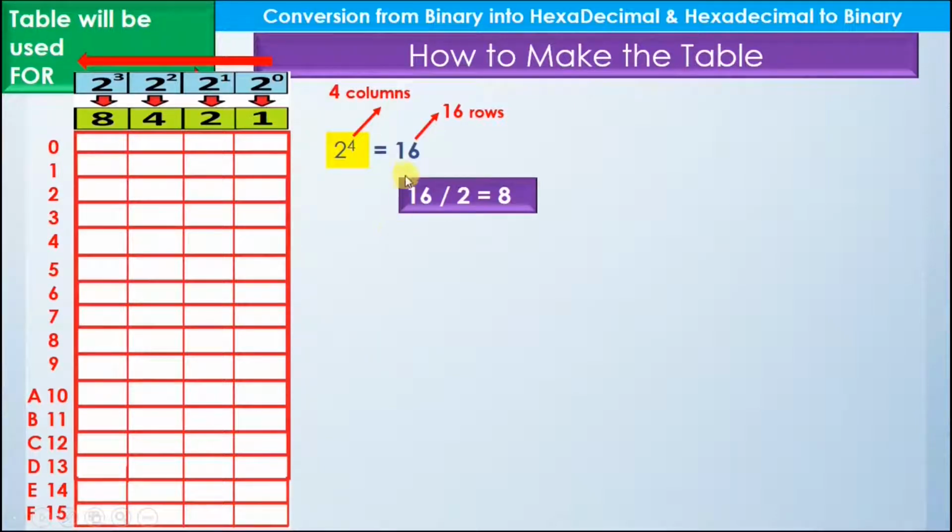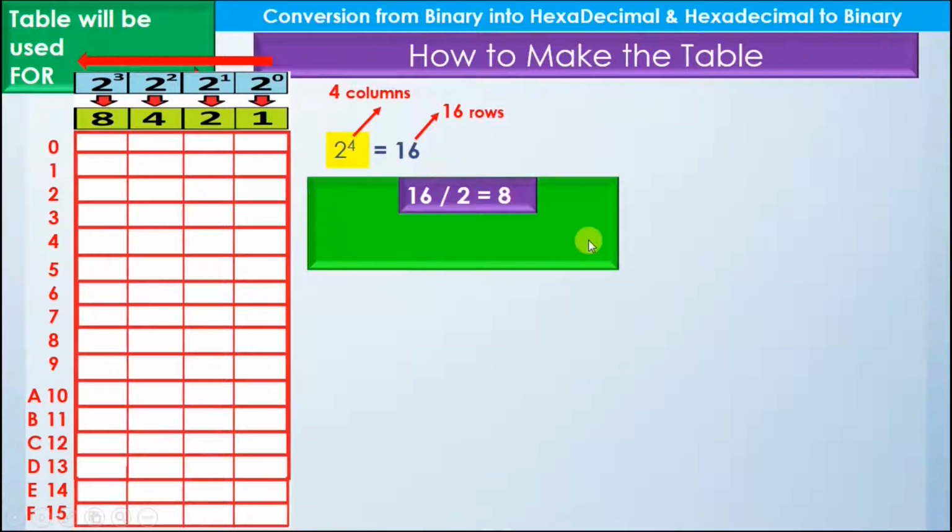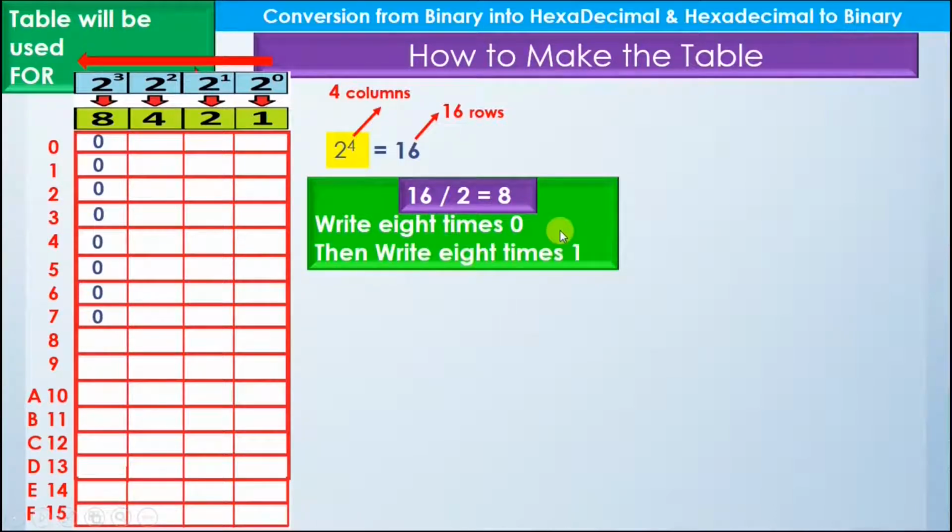So first of all, we know that the base of hexadecimal is 16. So we divide 16 by 2. Why 2? Because we are dealing with hexadecimal and binary conversion, and binary has the base 2. So we divide 16 by 2 and we get 8. So how will we fill the table? We can see once we get 8, we write 8 times 0. So 8 zeros come in this column. And then write 8 times 1. So 8 ones come to this column. Now this column is filled.